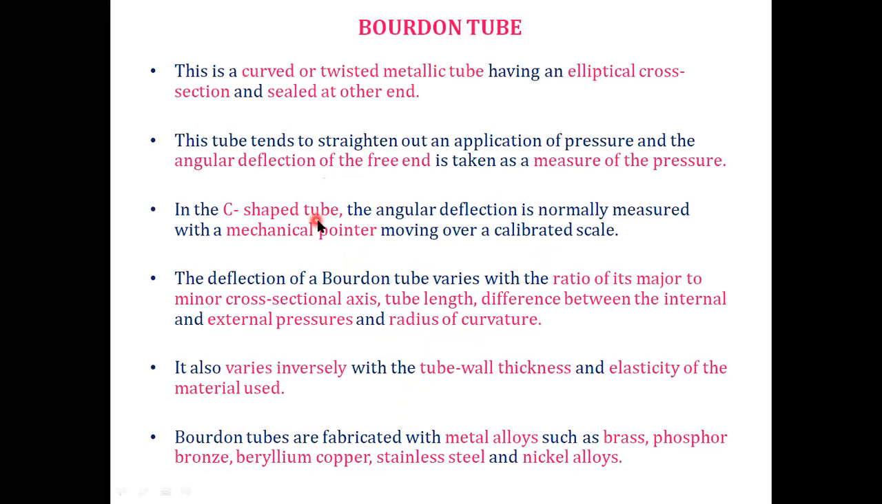It is C-shaped, and it consists of major cross-sectional axis, tube length, differential internal and external pressures, radius of the curvature, internal tube wall thickness, and elasticity of the material. And these Bourdon tubes are made up of different metals like brass, phosphor bronze, beryllium copper, titanium, stainless steel, nickel. All these alloys are used for manufacturing.